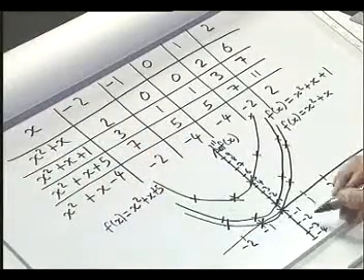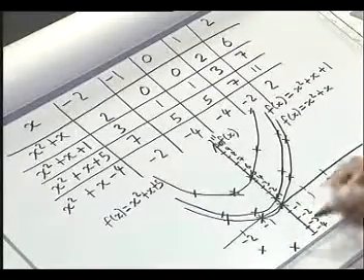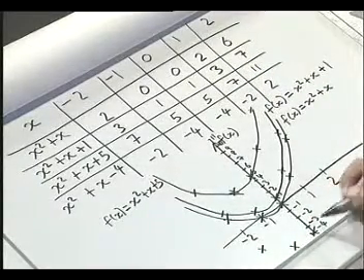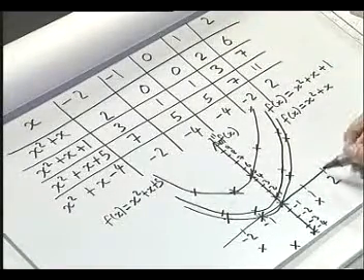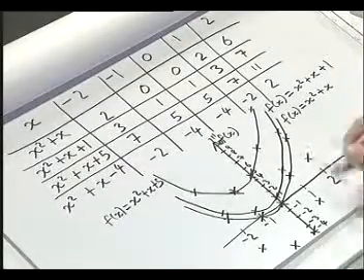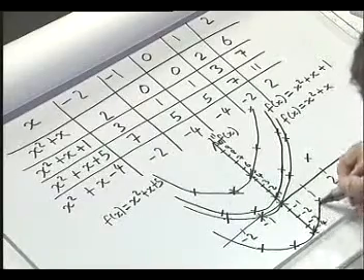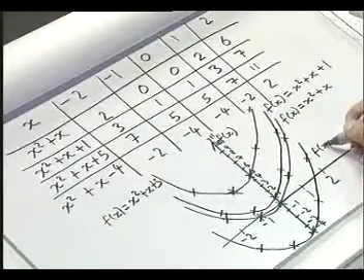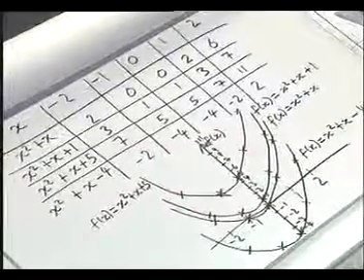So finally, we'll look at the function f of x equals x squared plus x minus 4. So we've got minus 2 and minus 2, minus 1 and minus 4, 0 and minus 4, 1 and minus 2, 2 and 2. And once again, we can draw a smooth curve through these points. And this is f of x equals x squared plus x minus 4.